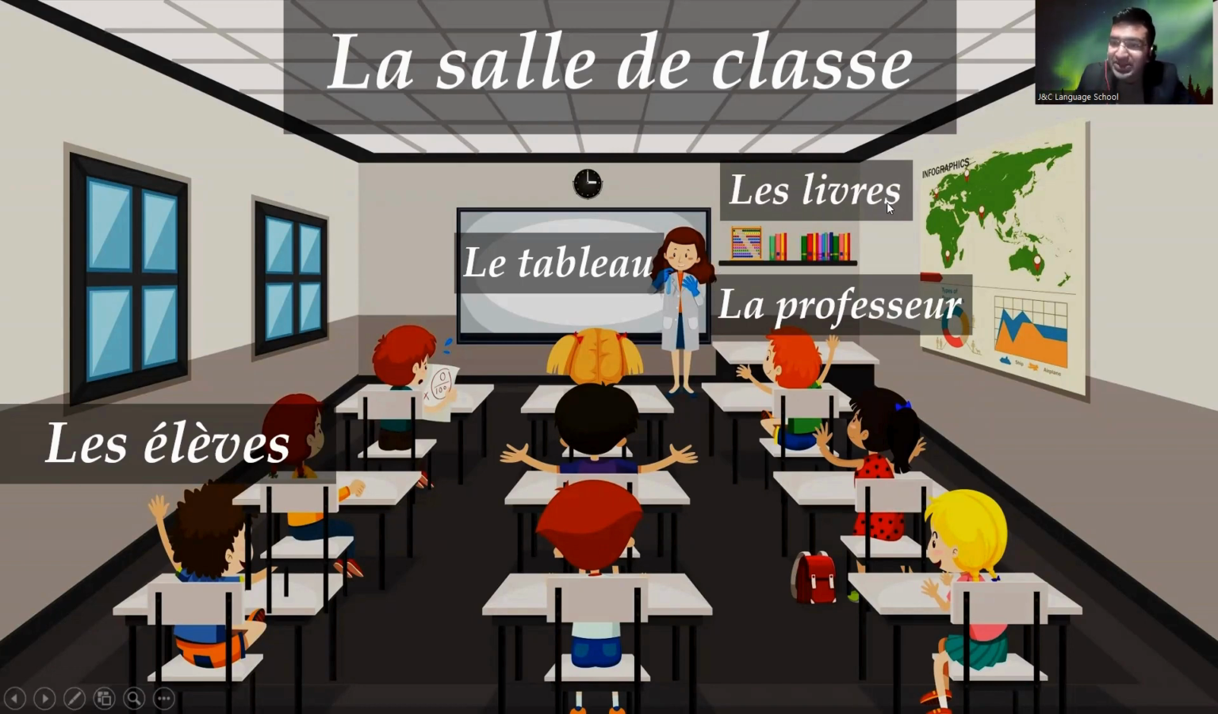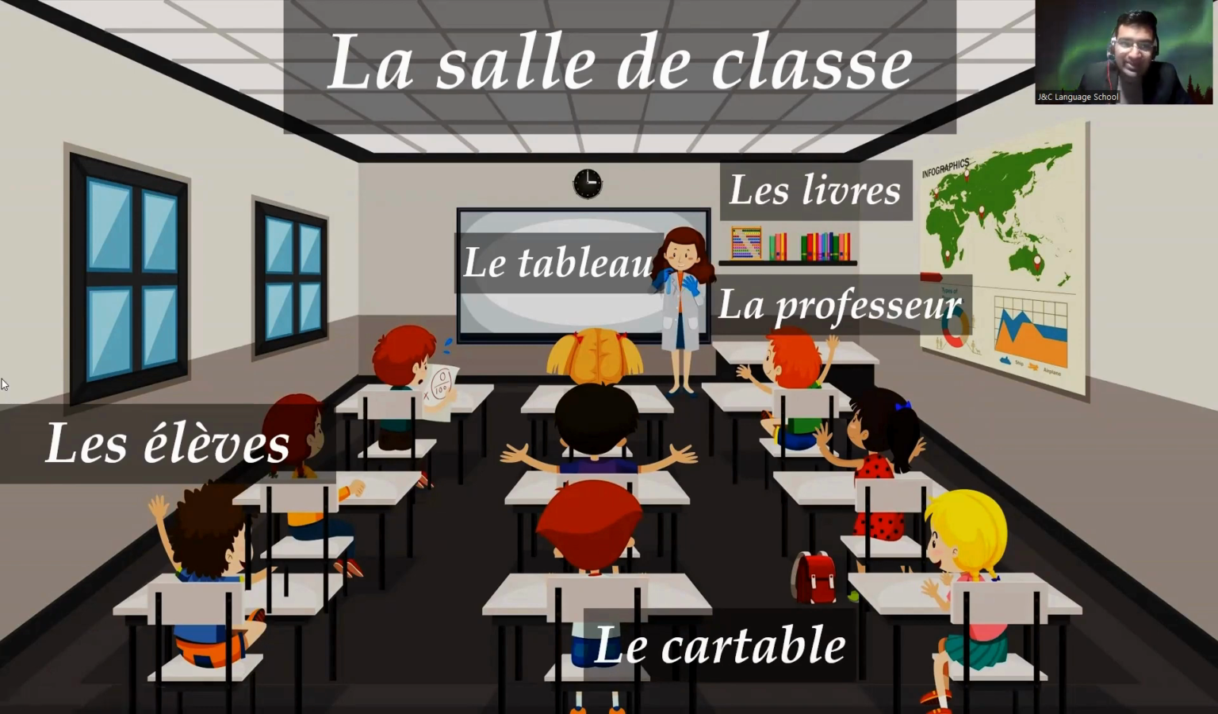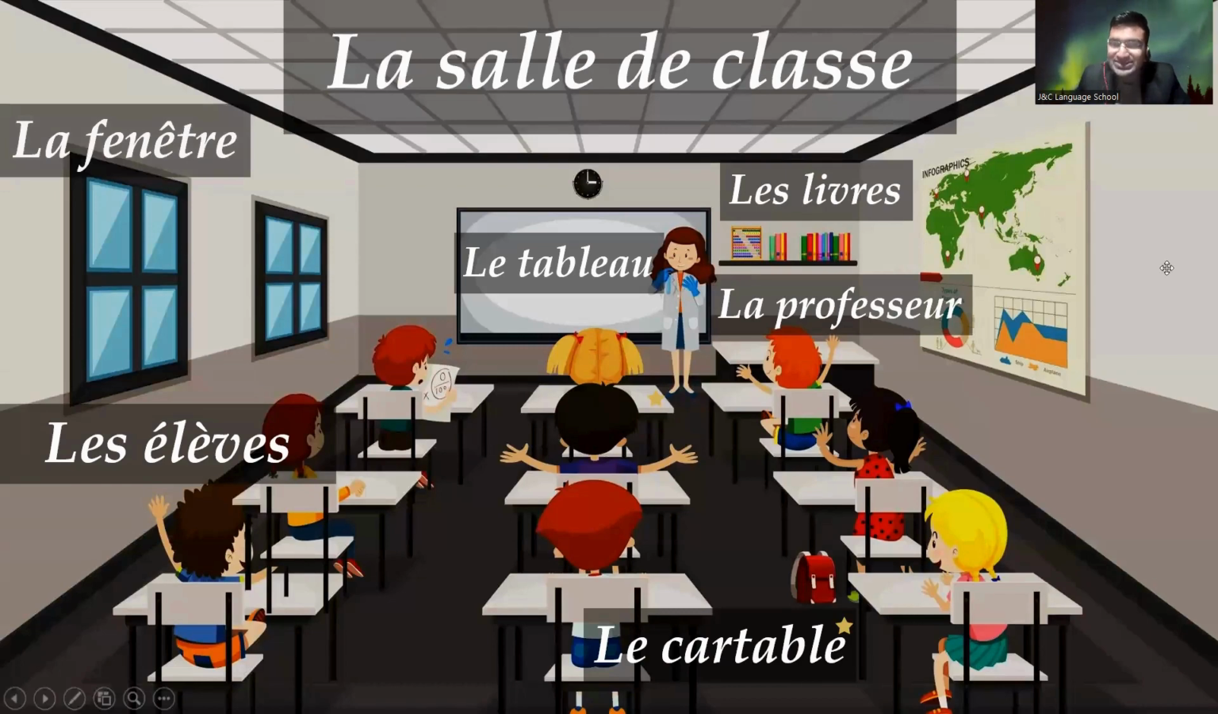You will say books as les livres and school bag as le cartable. School bag will be simply pronounced as le cartable. I am putting a star on cartable because it is an exception ending with E, but the gender is masculine. Okay, so it's le cartable, and you will say window in French simply as la fenêtre.